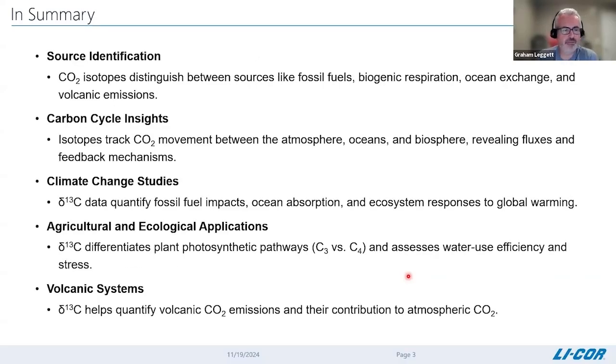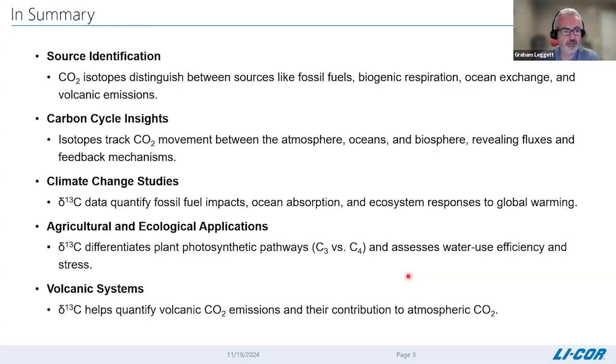So I'll begin with just a few bullet points here, just to describe why scientists are interested in CO₂ isotope measurements. And so there are various reasons. One of those is source identification. So CO₂ isotopes can distinguish between sources like fossil fuels, CO₂ from biogenic respiration, ocean exchange, and also volcanic emissions. And that's very important in, as I say, a crowded environment where there are many emission sources present.